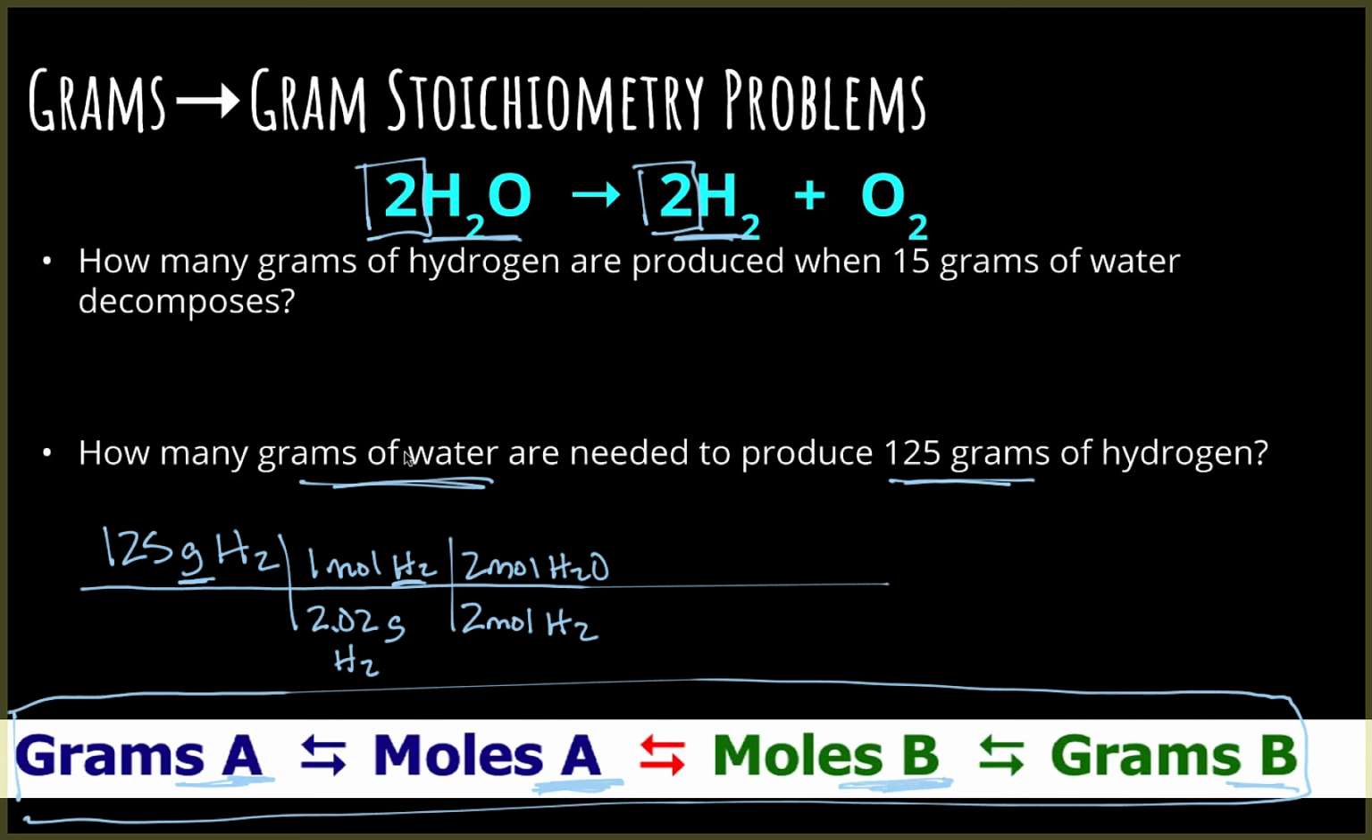Now I'm here, but I need to be in grams. So moles of B to grams of B. Back to my molar mass. Moles needs to cancel, so 1 mole on the bottom because this number is coming from the periodic table. Molar mass of water, 18.02 grams of water. My final answer is I end up with 1,115 grams, but I'm going to try to round that to 3 sig figs. So I'm going to make that 1,120 grams.